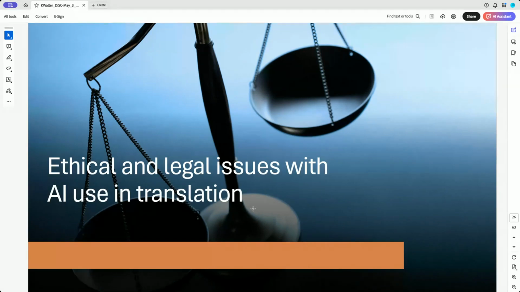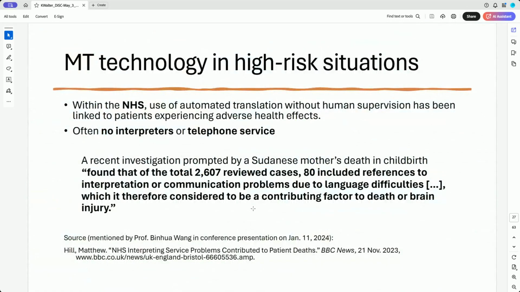Okay, there are definitely some ethical and legal issues with the use of AI in translation, which are important to address, I think. I'm going to start with the use of MT technology in high-risk situations, and this is an example that a colleague from Leeds, Binur Wang, has drawn my attention to. Within the NHS, the use of automatic translation without human supervision has been linked to patients experiencing adverse health effects.